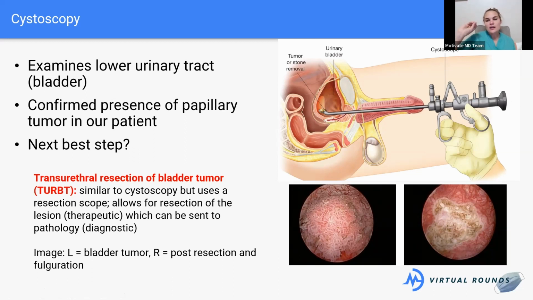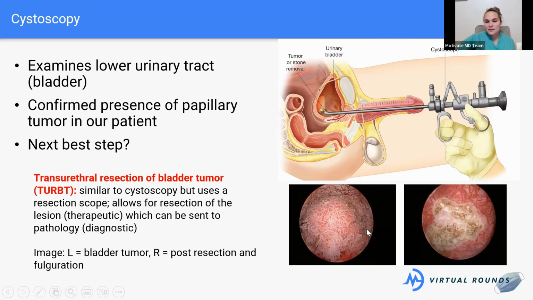Now, the TURBT procedure is both therapeutic and diagnostic because we can remove the whole tumor at the same time. So we don't necessarily have to just biopsy it and leave the rest in there. We can just remove the whole thing, and then we can send that off to pathology. So in that way, it helps us diagnose what's going on. And two, it's also therapeutic because you're removing the tumor.